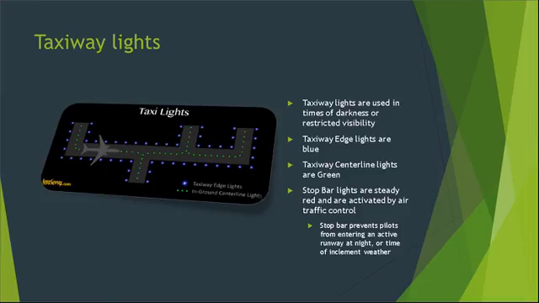Taxiway lights are used in times of darkness or restricted visibility. Taxiway edge lights are blue, while the taxiway center lights are green. Stop bar lights are steady red lights and are activated by air traffic control. These are used to prevent pilots from entering an active runway at night or in times of inclement weather.